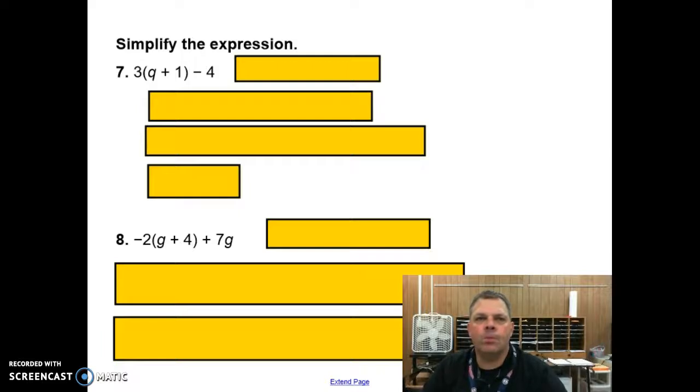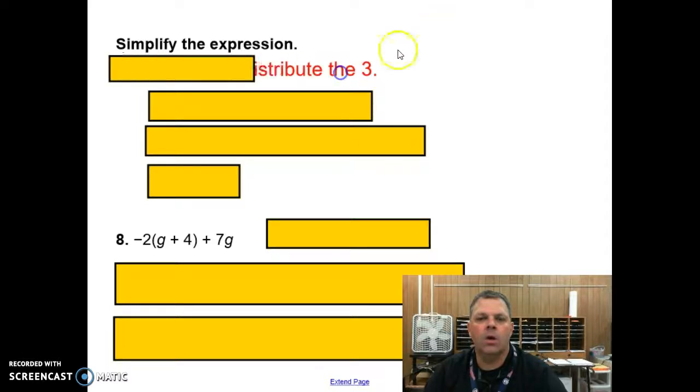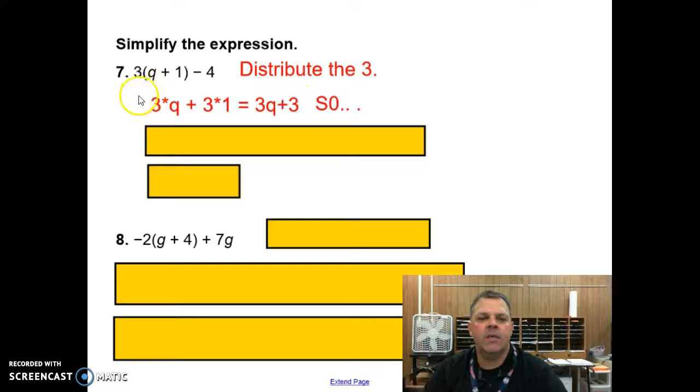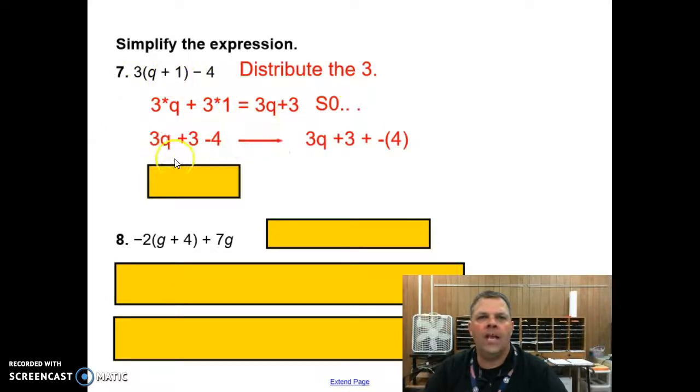In the first problem, 3 times the sum of q plus 1 minus 4, we must first distribute the 3. Again, this means 3 times q and 3 times 1. 3 times q is 3q. 3 times 1 is 3. So, when we distribute that, we get 3q plus 3, and then minus 4 from the original problem.